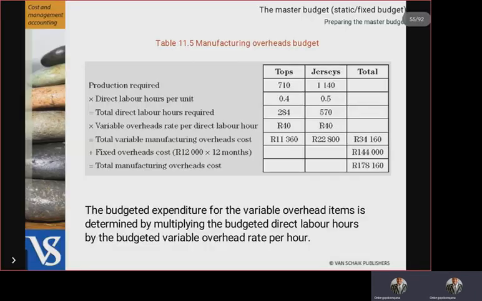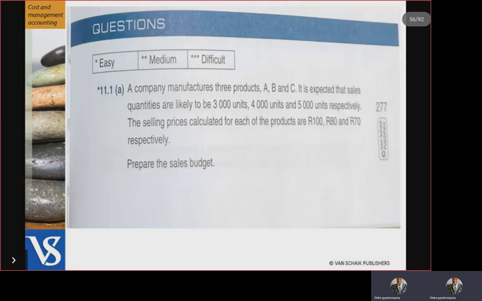Just as a reminder, this is where we ended our last video, that is on our manufacturing overheads budget. So we will carry on from here. As I've already mentioned, we move forward and look at this question 11.1 and start to do the solution of it, as a recap of what we have already done in the previous video.